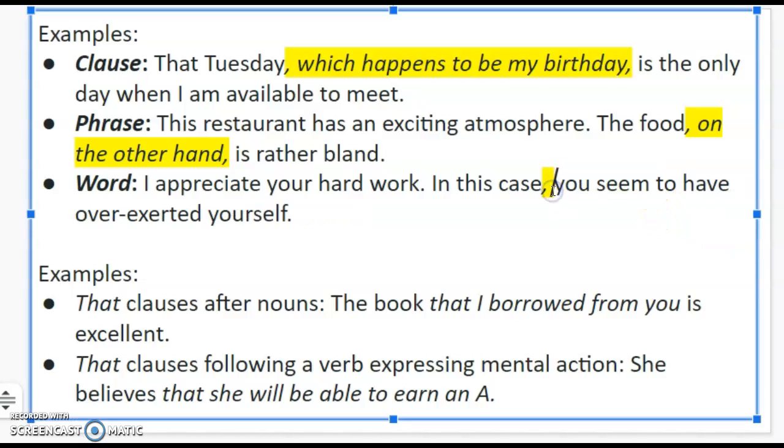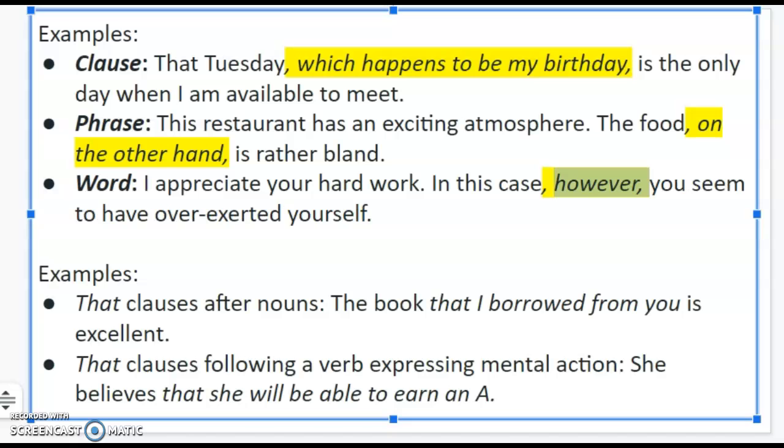And in this case, if I got rid of the however, I would still keep the comma after case because that's your dependent clause followed by your independent clause. That was that other rule we learned the other day. The only exception is that clauses. In that clauses, you do not have a comma.